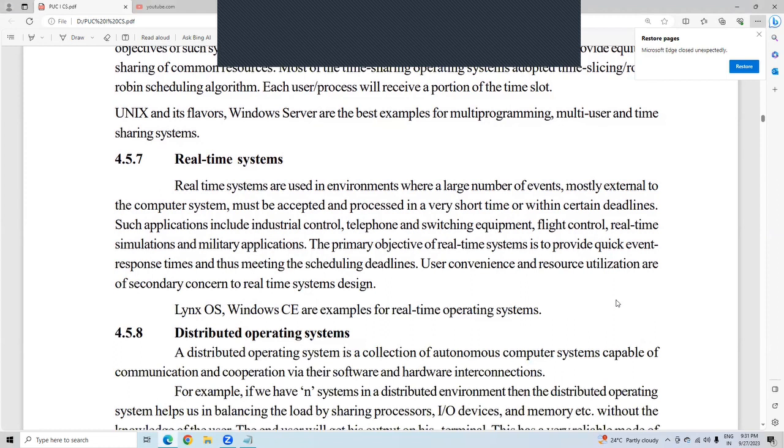Real-time systems are used in environments where a large number of events, mostly external to the computer system, must be accepted and processed in a very short time or within certain deadlines. Such applications include industrial control, telephone switching equipment, flight control, real-time simulations, and military applications. In all these places, real-time systems are used. We'll have one example.